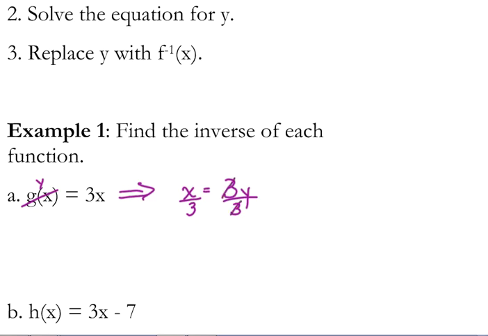So we have x over 3, or just be aware that x over 3 is the same as 1/3 times x. Those are equivalent to each other. That is our g inverse of x.